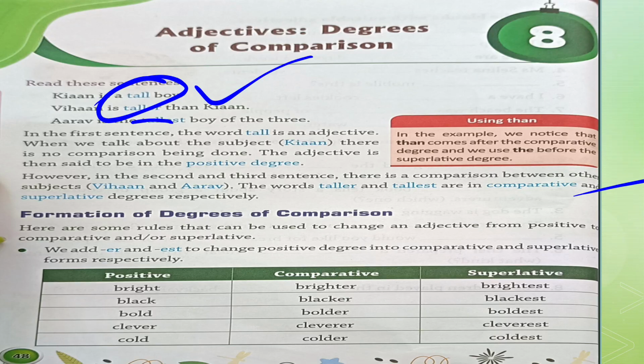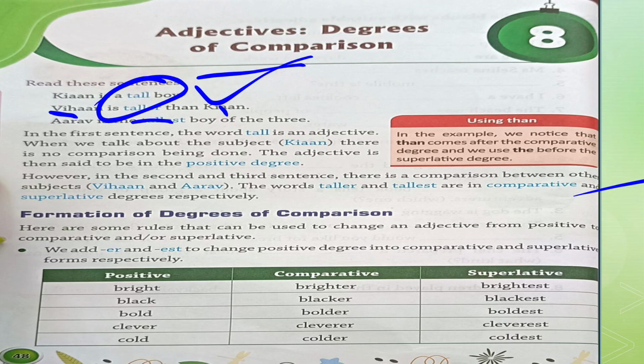So, in the first sentence, the word tall is an adjective. When we talk about the subject Kian, there is no comparison being done in the first sentence. It's a simple sentence, Kian is a tall boy. But in the second one, there is a comparison between Vihan and Kian. So yes, Vihan is taller than Kian. Now look at the third one, Arav. Arav is the tallest among all the boys. So tallest is what?